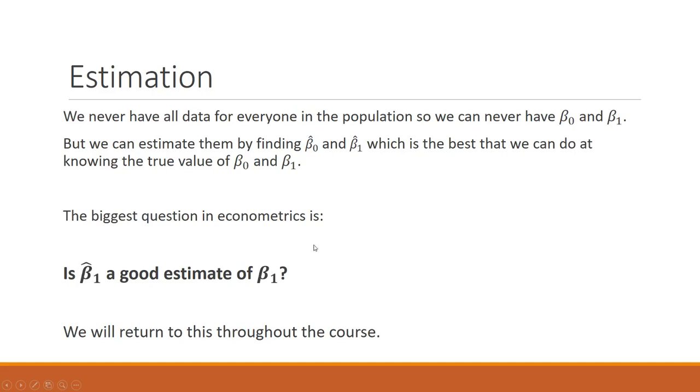We want to know the true relationship. We want to know how much income will go up if you increase your education. We want to know the true beta 1. But we can't know the true beta 1. Instead, we generate a predicted beta 1, an estimate of beta 1, and then we will spend a lot of time in this class asking ourselves the question of whether or not that beta 1 hat is a good estimate of beta 1.